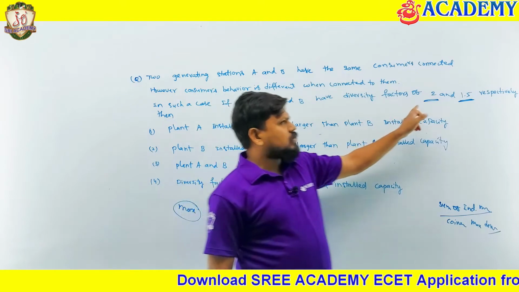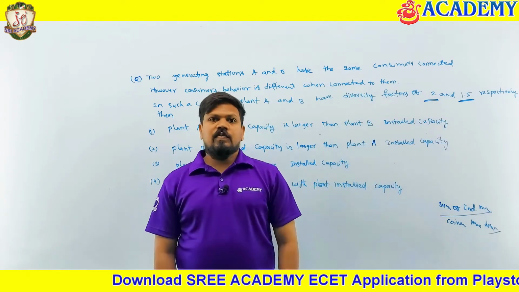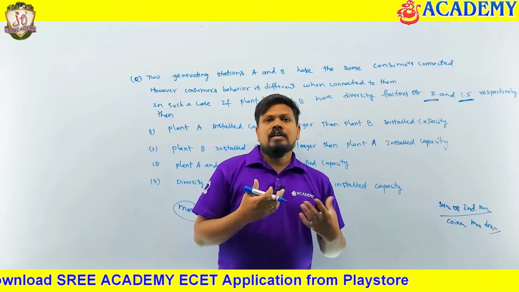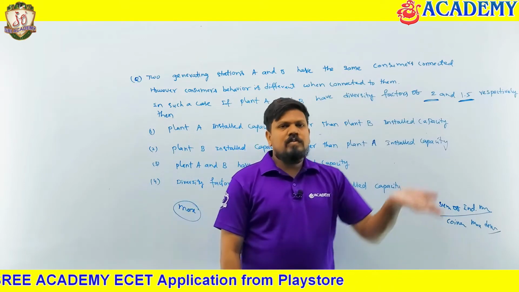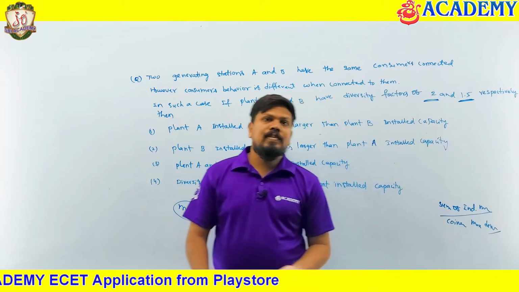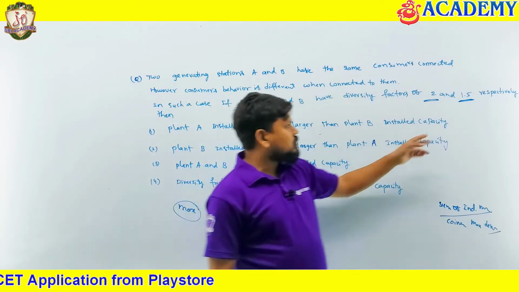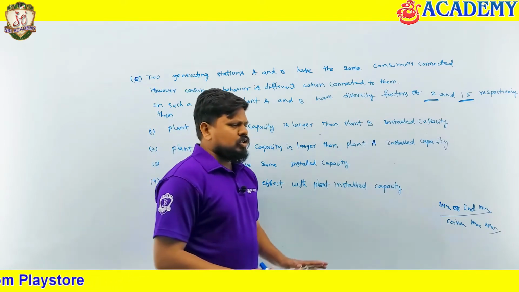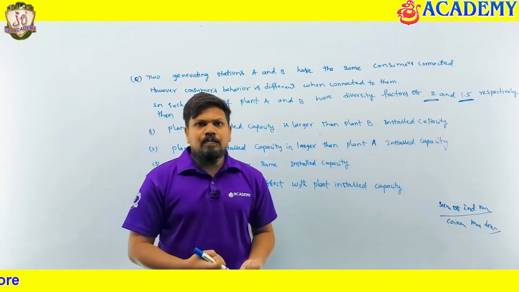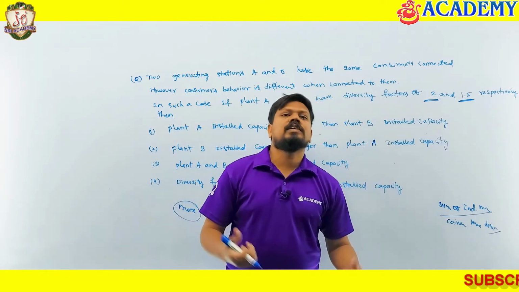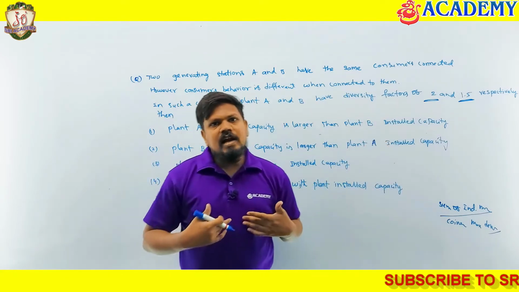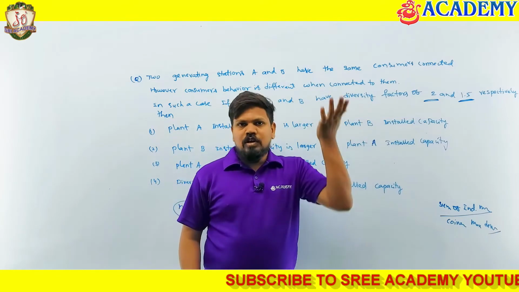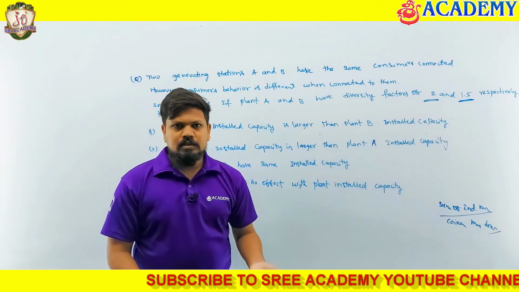But you see the diversity factors they have given. Plant A's diversity factor is more, that means demand is more. So the maximum demand on plant A is more. Understanding, right? And plant B's maximum demand is less. 1.5 only it is for plant B. So generally, whenever the diversity factor is less, it is not affecting the plant. How is it not affecting the plant? Because the plant has more capacity. If the plant has more capacity, it will not affect the plant. Simple, okay.